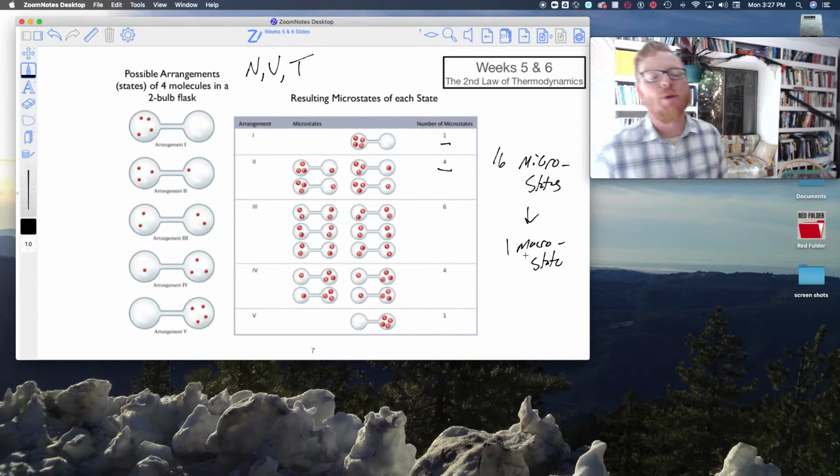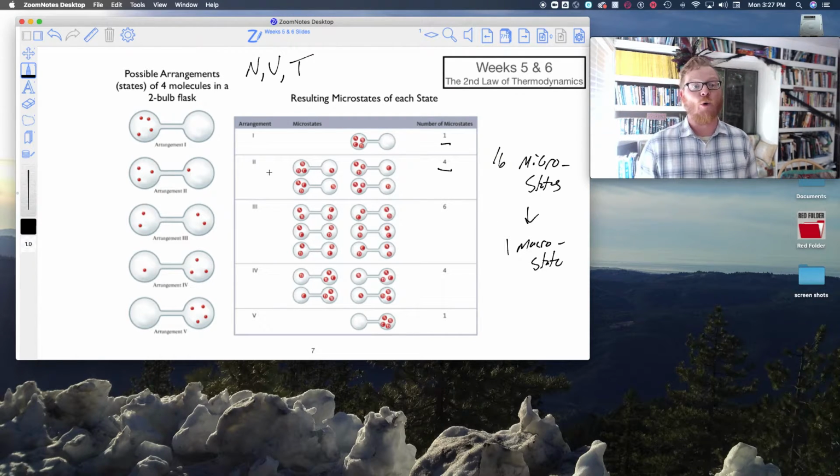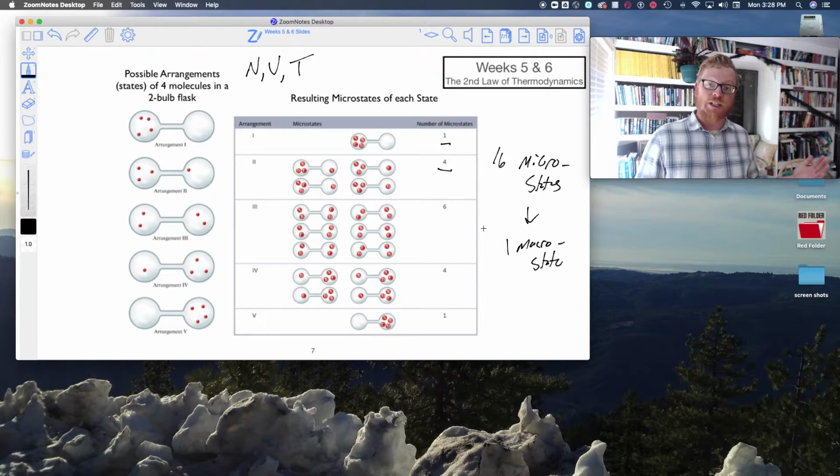So we might imagine as we make this macrostate more complicated, so maybe instead of four molecules, what if it was 1 mole of molecules? We would have a hideous, disgusting number of microstates. Way too many to count. So how could we then calculate those number of microstates? Well, one way would be to use the molecular partition function. Okay, we could do that. That partition function would help us sum all of those possible states.